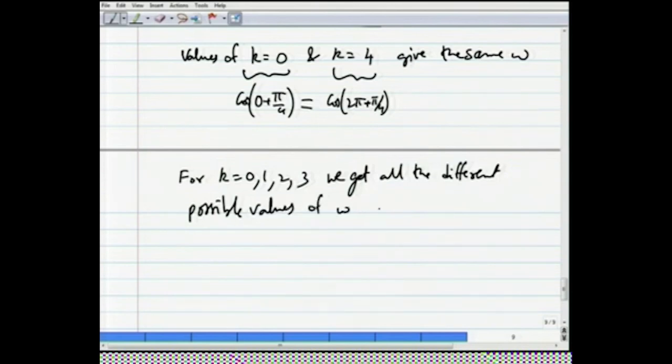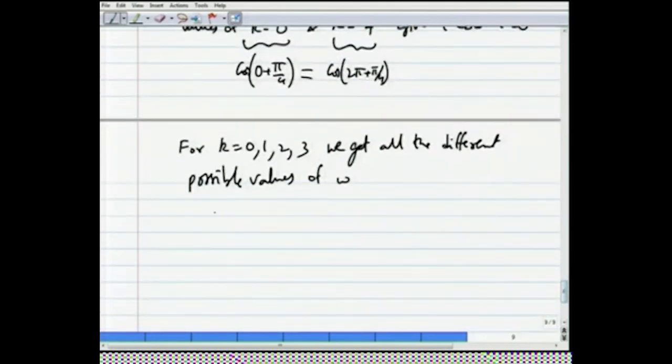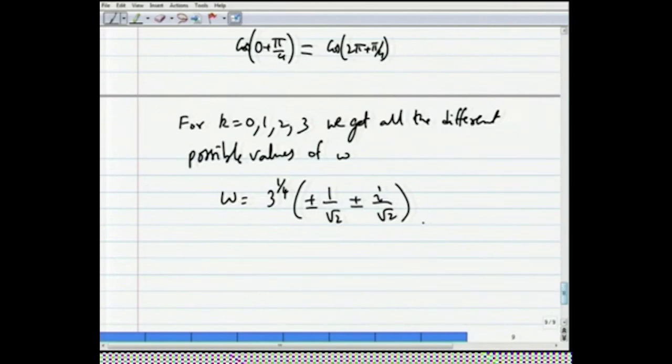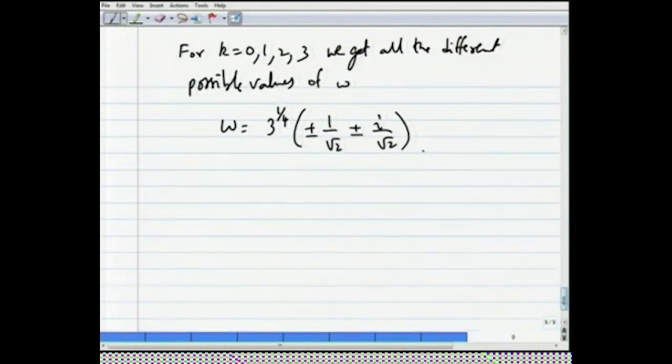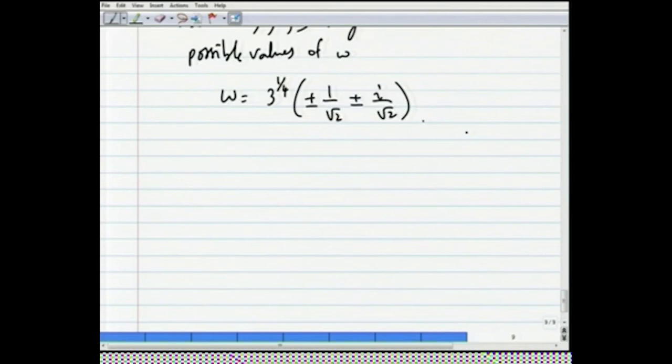of w. When we substitute and see what the values are, we get w equals 3 power 1 by 4 times plus or minus 1 by root 2 plus or minus i by root 2. So all the possible combinations: 1 by root 2 minus i by root 2, 1 by root 2 plus i by root 2, minus 1 by root 2 plus i by root 2 and minus 1 by root 2 minus i by root 2. These are the different possible values of w which give you w power 4 equal to z, minus 3. So those are the fourth roots of minus 3.